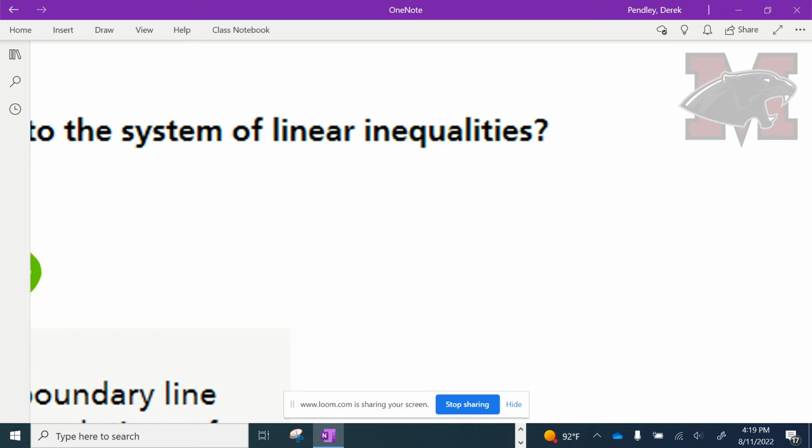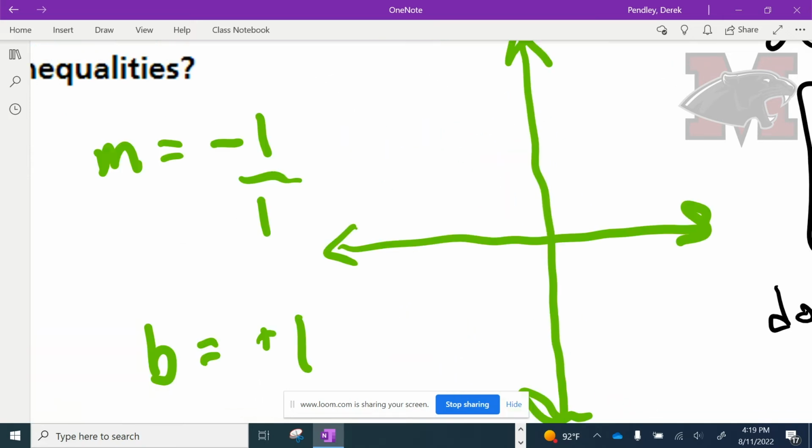All right, so the slope, you should have received -1, which we also write -1 over 1. And the y-intercept, you should have got +1. All right, so I start with the y-intercept. I go up 1, and I put a dot because I know that the line is going to cross that point. And then I'm going to go down 1 over 1. I'm going to put another dot.